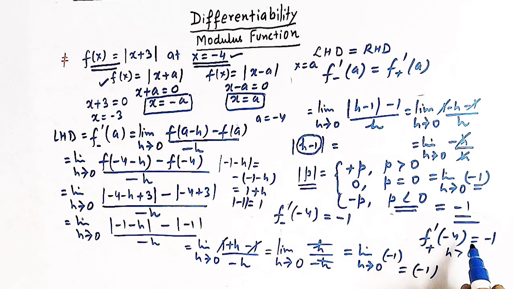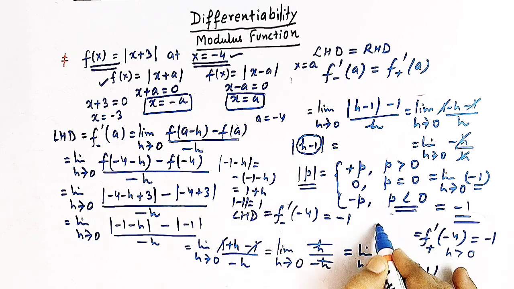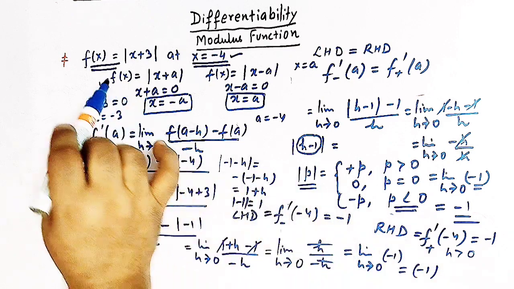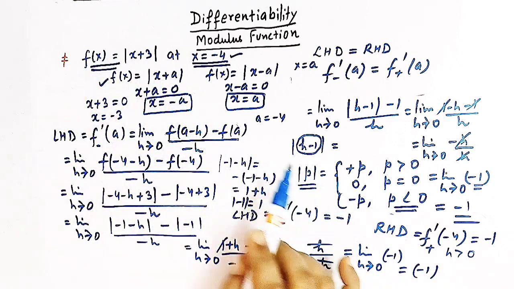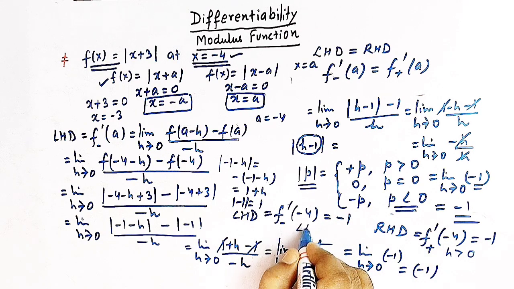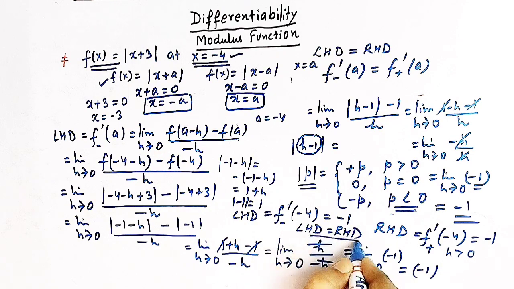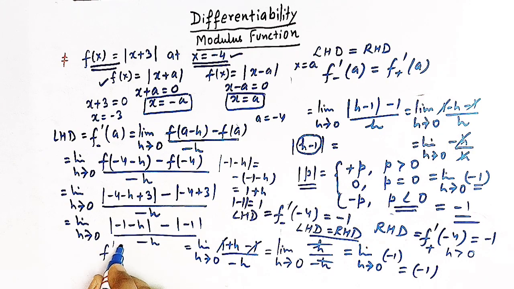So we see that the left hand derivative and the right hand derivative both exist, and they are finite at this point, x is equal to minus 4, and both are equal to each other. So we can write left hand derivative is equal to right hand derivative. Hence the derivative of this function, that is f prime of minus 4, exists.